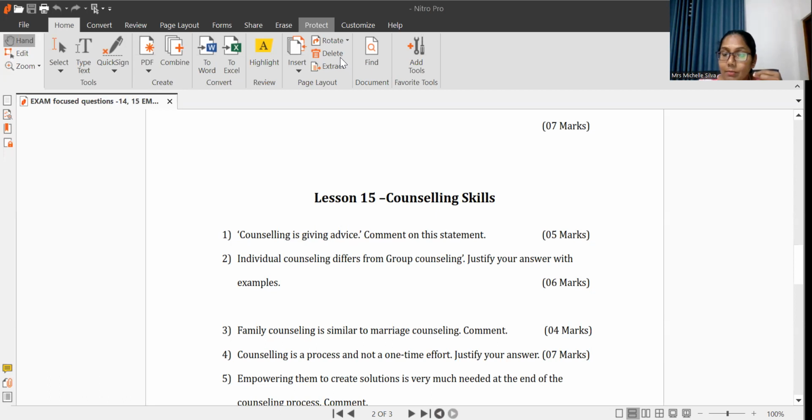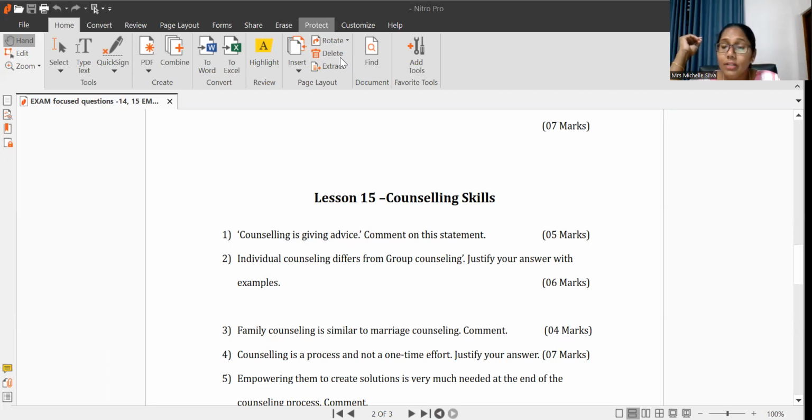When I'm marking examination papers, I have seen several times that students did not provide an example. They kept it for me. So I never give marks for the example. If you did not provide an example, you are going to lose your marks because of your own mistake. Okay, so justify your answer with example.